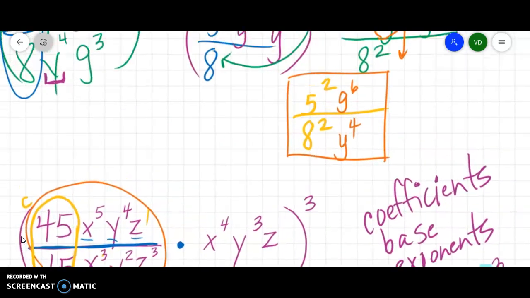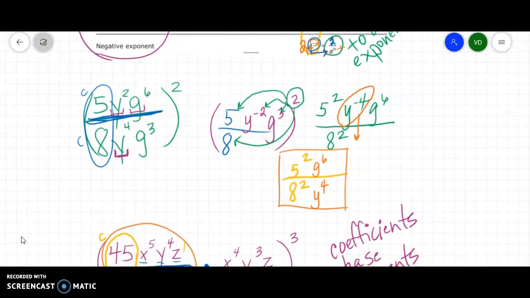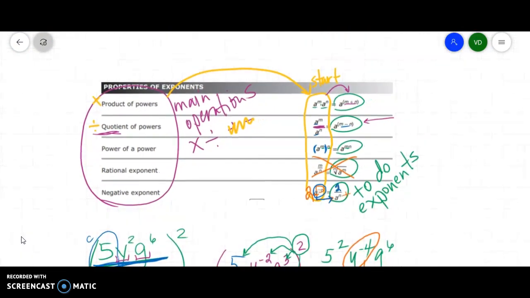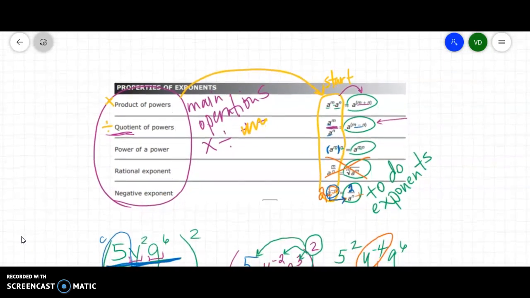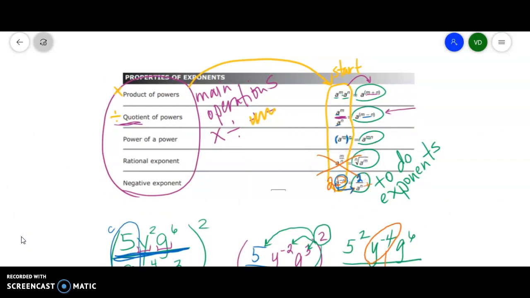I hope this video helps you out a little bit with those problems that are a little bit harder, okay? Remember that laws of exponents you do not have to memorize. If you can identify what the main operation is and what's happening in the problem at the beginning, the start, then you can go check your star chart, look on the right-hand side and see what it is telling you to do to your exponents.